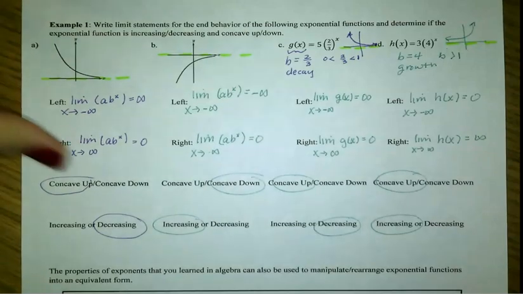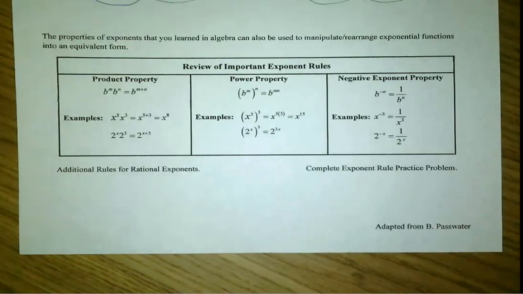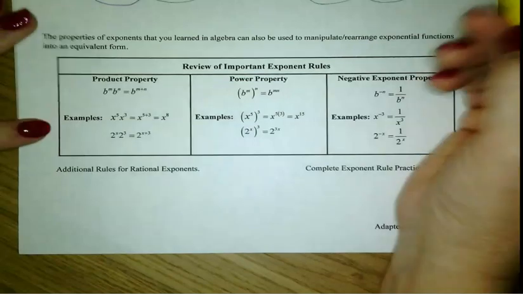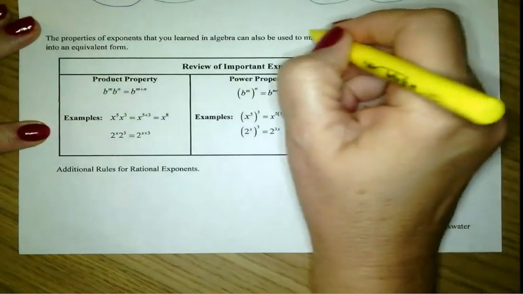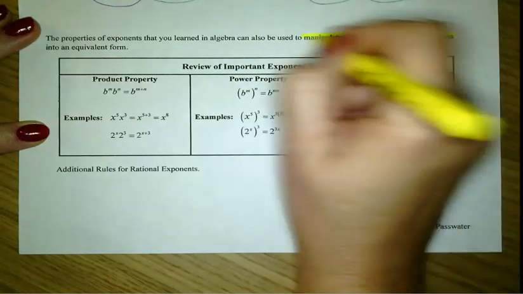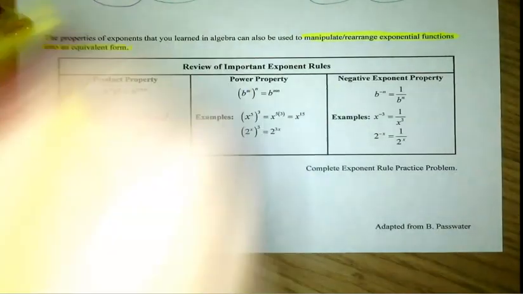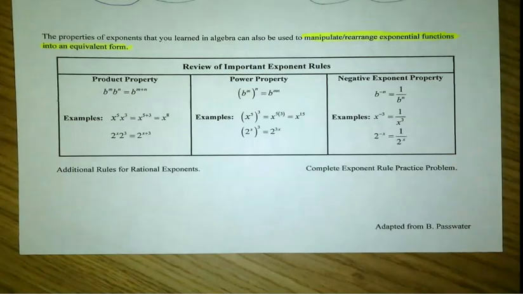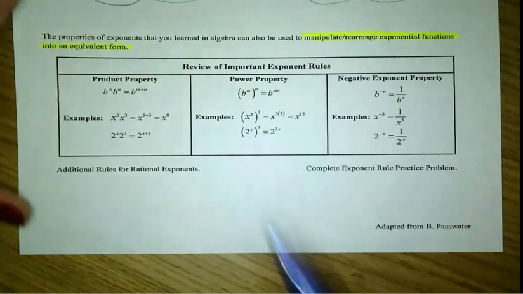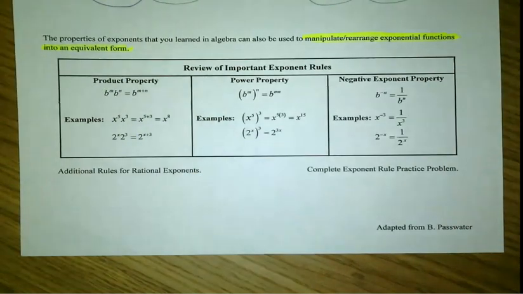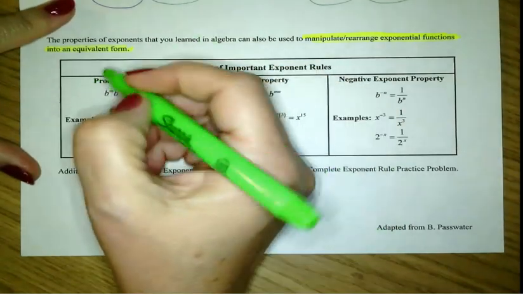We're going to move on to the next part of our review, and that is looking at some of the properties and exponent properties, because we can use the exponent properties to write equivalent forms of exponential functions. So we can manipulate or rearrange exponential functions for equivalent forms. And we use those properties to do that. So we're going to take a minute. We're kind of going to go through those properties real quick and refresh your memory just to make sure everybody is good to go. So on this one, this is the product property.